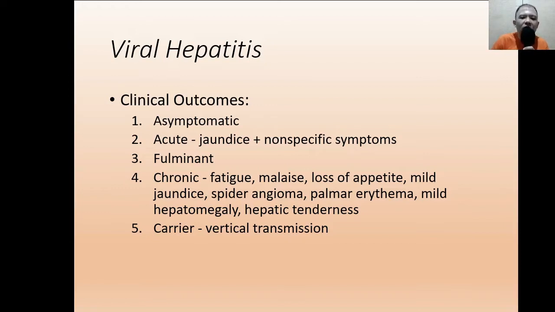And a carrier. Majority of carriers are transmitted through vertical transmission, but there are also cases where carriers are made from horizontal transmission, especially when the patient has undergone the immune tolerance phase. Those are the first two phases in chronic hepatitis. So we'll discuss that in ClinPath.